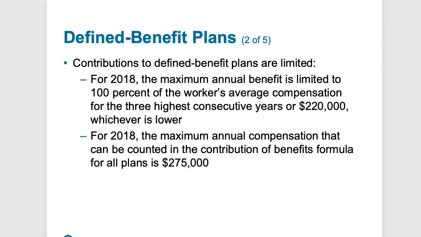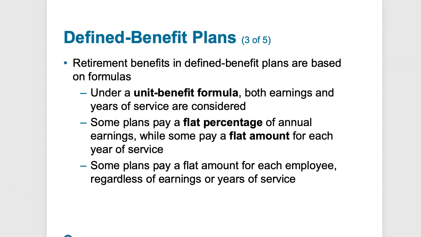These are based on rules set up in 2018, and these rules and amounts change quite often. But the maximum annual compensation that would be counted in the contribution benefits formula for all plans is limited to $275,000 at the current time. As inflation increases, these amounts do get adjusted, but this is to give you an idea of where you're working from. For most people, their highest consecutive years of earning are going to be below $220,000, so to calculate the maximum annual compensation, they don't have to worry about that $275,000 top end. Those are really just for very highly compensated employees.